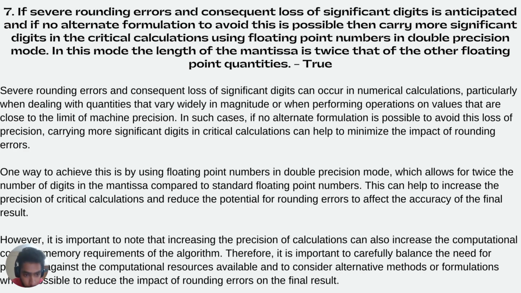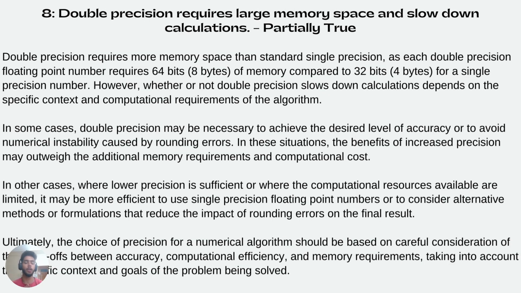Let's go ahead. Double precision requires large memory space and slows down calculation.